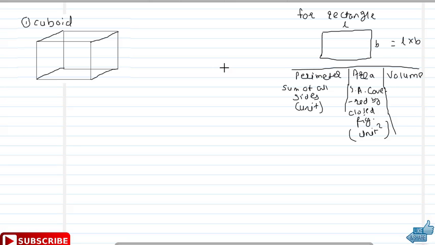So volume is nothing but the area inside the solid figure, or we can say closed figure. Solid figure or three-dimensional figure.